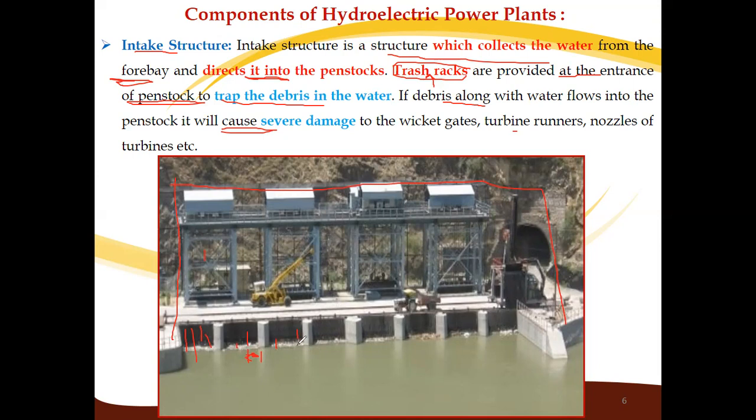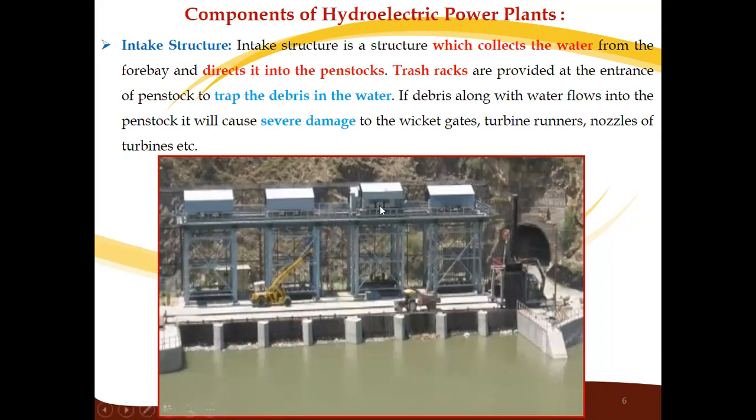Those racks separate the water impurities or debris from flowing water, whose permissible velocity is between 0.6 meter per second and 1.6 meter per second. Within this velocity range, the water flows through the trash rack or intake structure. So this is the second component of a hydroelectric power plant, the intake structure.